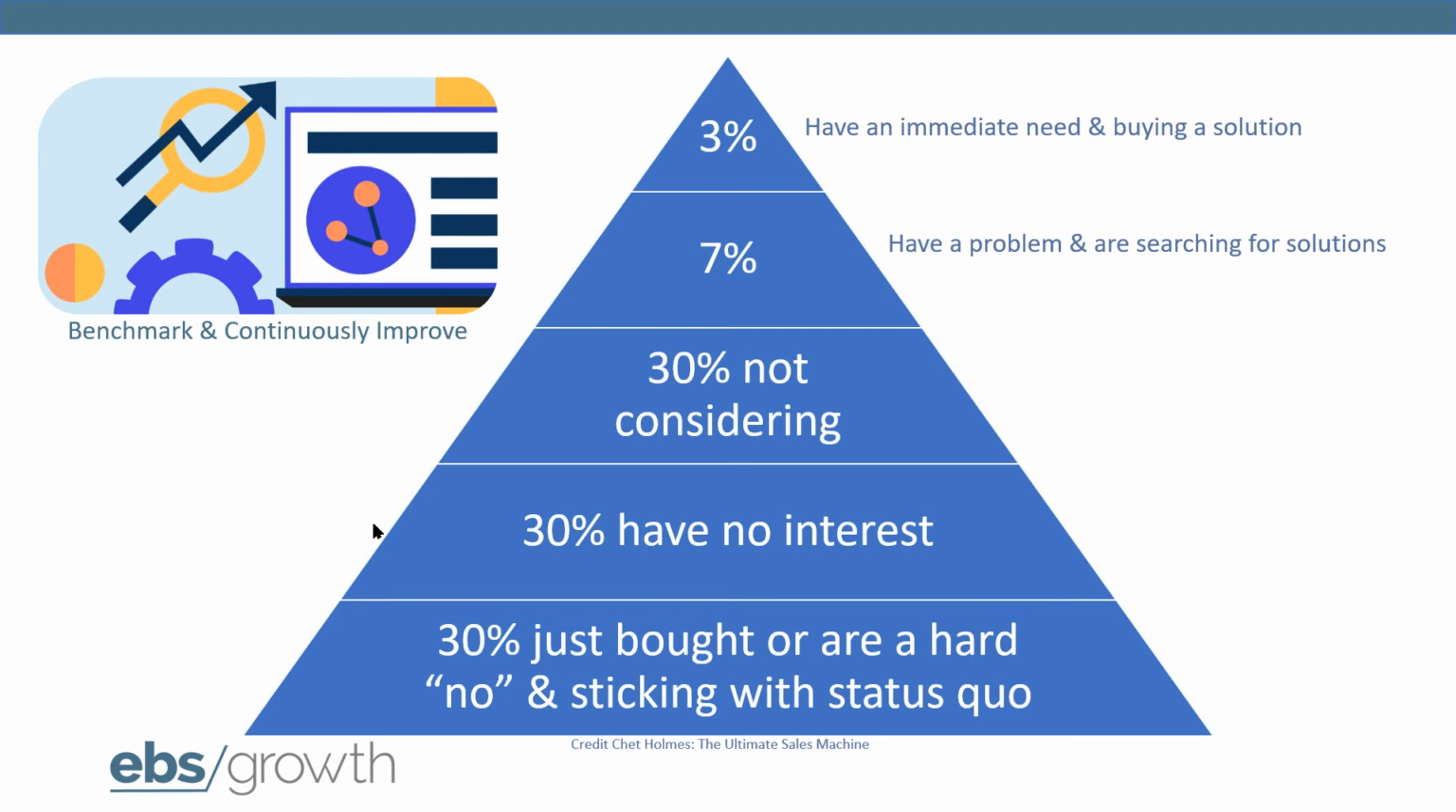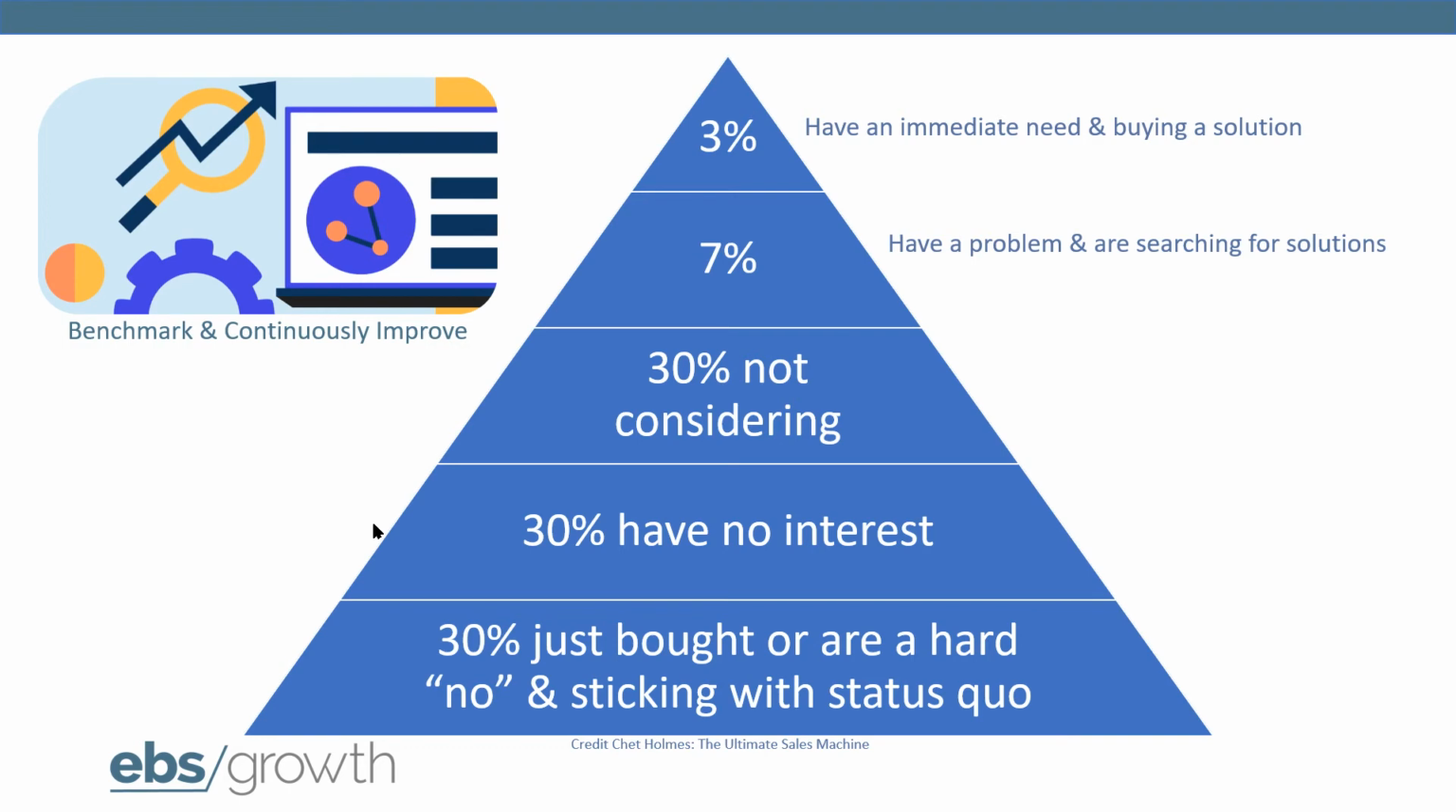Now, 30% don't even realize that they have a problem. So we're going to absolutely hit them. 30% have no interest right now whatsoever. So they don't have bandwidth. They have too many other pressing priorities. Maybe they have some other viewpoints that don't align with you. So 30% have no interest right now.